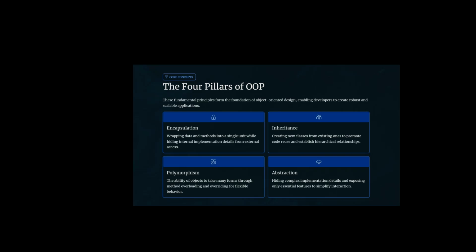That is abstraction. Well, if we are wrapping several data and methods into a single unit, this is encapsulation. If we are creating new classes from already existing classes such that the code is reusable now, it is inheritance. Well, if an object is able to take many forms, it is polymorphism. And if we are hiding complex details and only exposing essential features, it is abstraction.